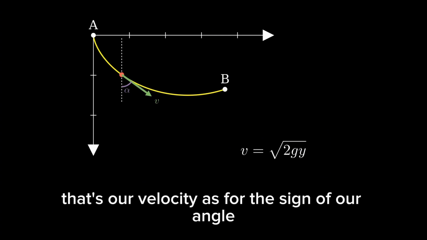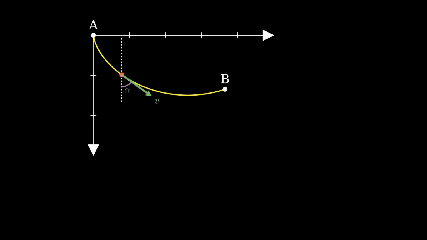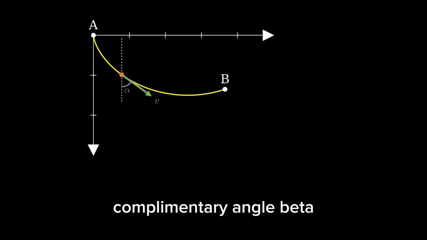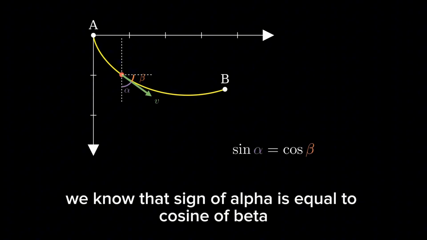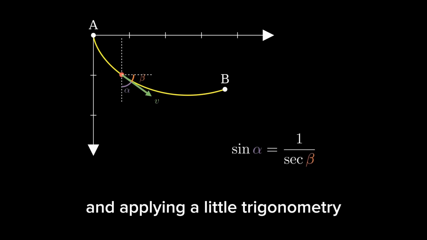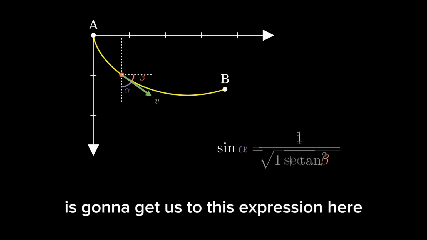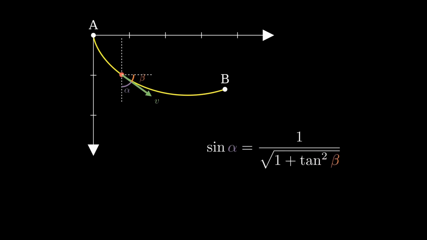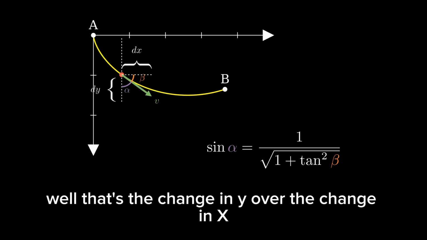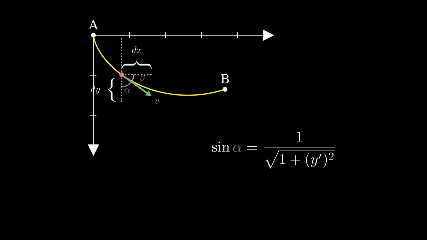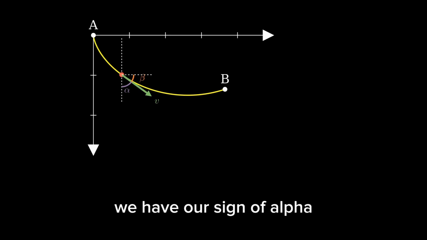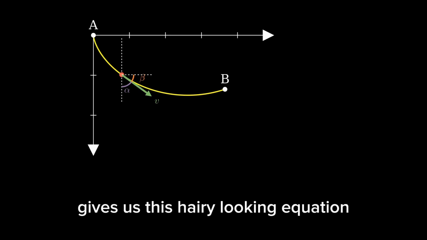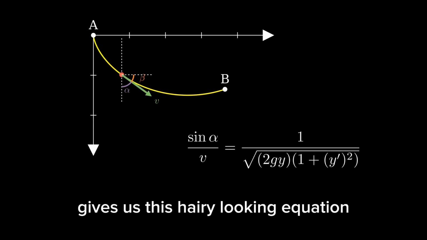That's our velocity. As for the sine of our angle, it's actually much easier to deal with this complementary angle, beta, where beta is equal to 90 minus alpha. We know that sine of alpha is equal to cosine of beta, and applying a little trigonometry is going to get us to this expression here. What is tangent of beta here? Well, that's the change in y over the change in x, which is the derivative of y with respect to x. We have our sine of alpha. Combining everything together gives us this hairy-looking equation.